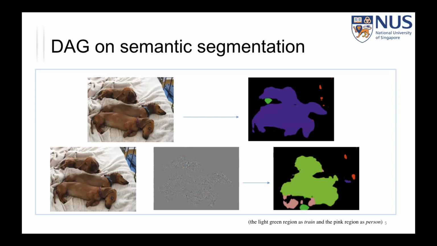So it's correctly classified. But if you look at the second row, the black and white image in the middle is actually the perturbation image. It's like adding some values to each of the pixels of the original image. After adding these perturbations, it's classified such that it becomes green and pink. The green region was classified as a train, and the pink region is classified as a person, which is obviously wrong because, as you can see from the photo, it's supposed to be a dog. So this is the effect of their algorithm on a simple image.